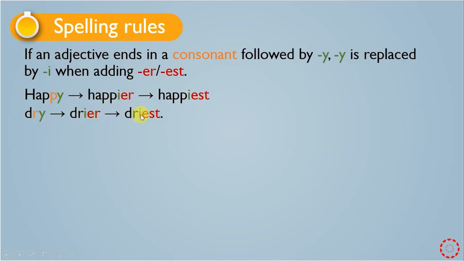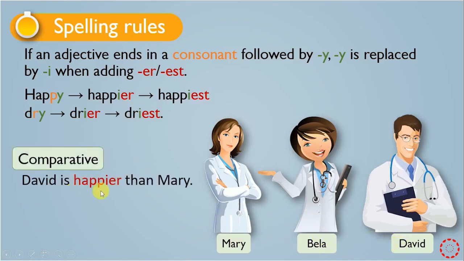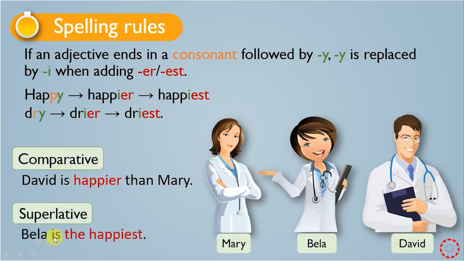We have examples. Let's compare these three doctors to each other. This is Mary and Bella, and that man is Dave. Dave is happier than Mary, and for the superlative we say Bella is the happiest. Bella is the happiest.